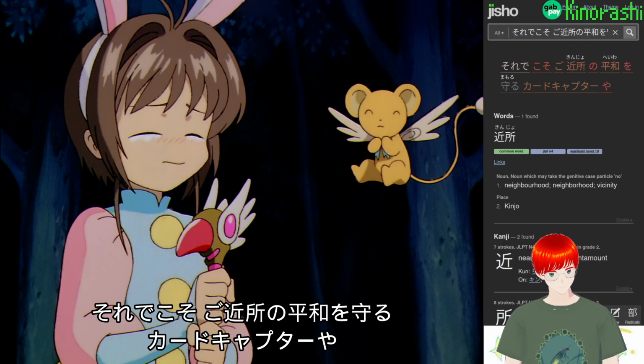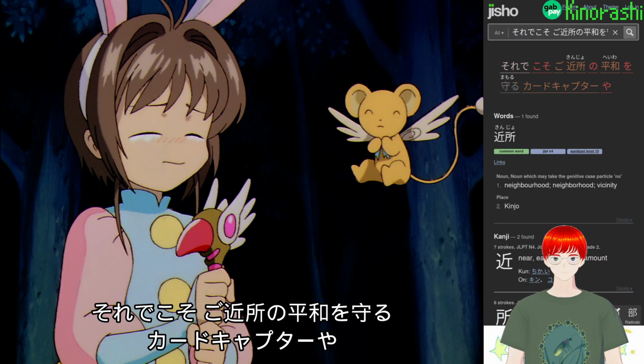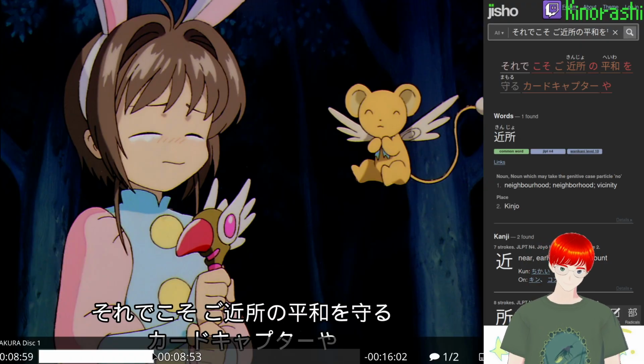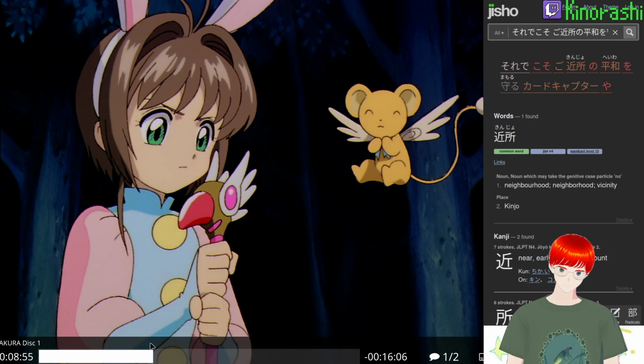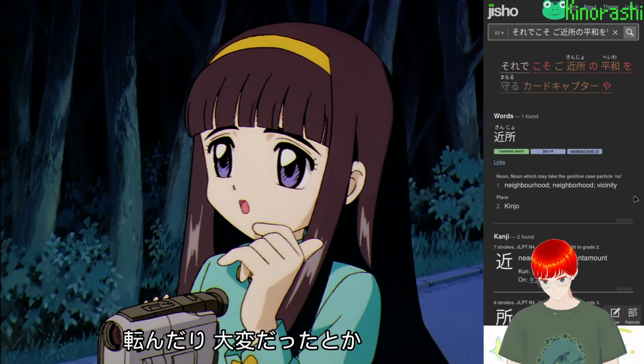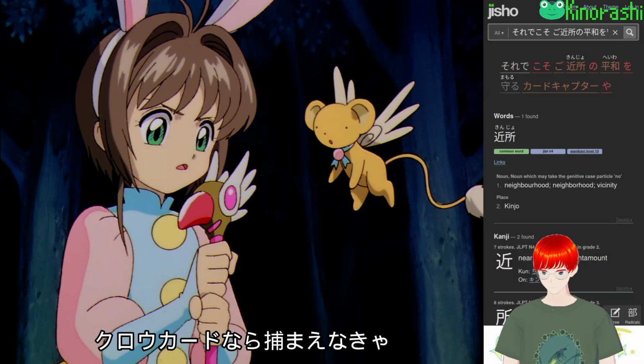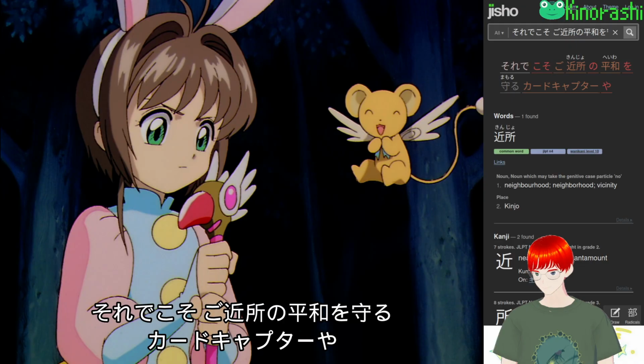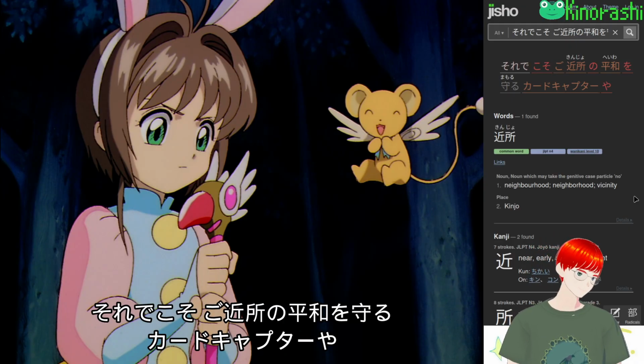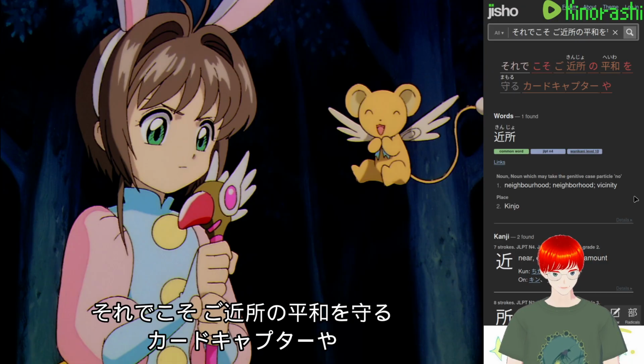Sorede koso. So in reference to Sakura's determination that if it's a card, then I have to capture it. So sorede koso.